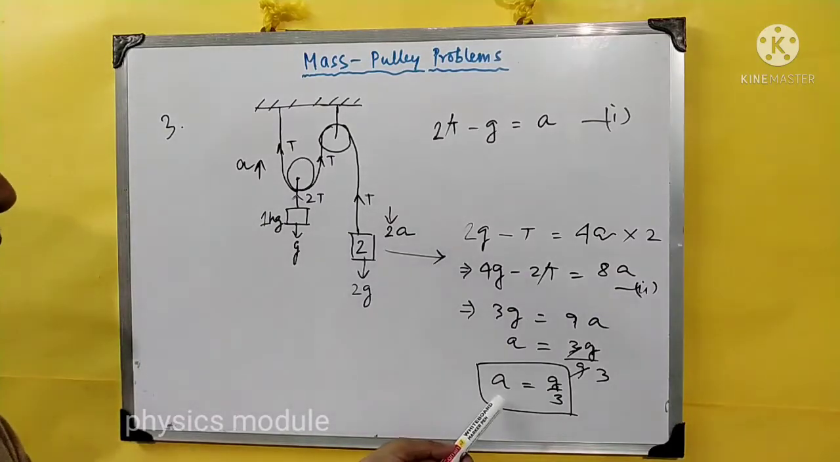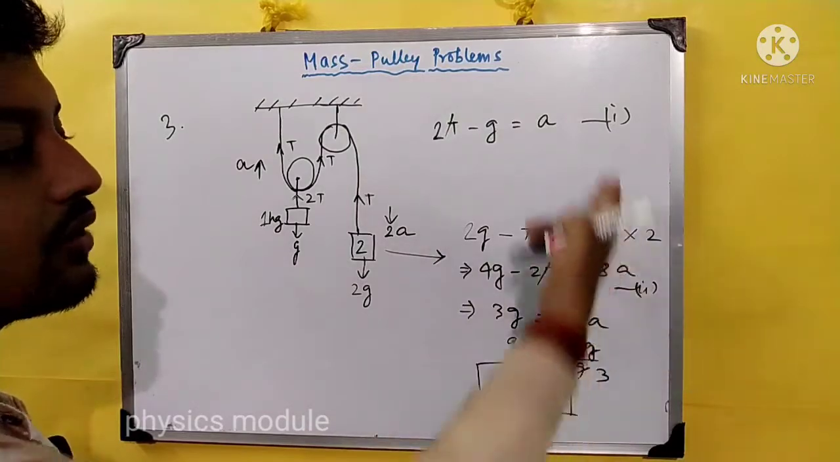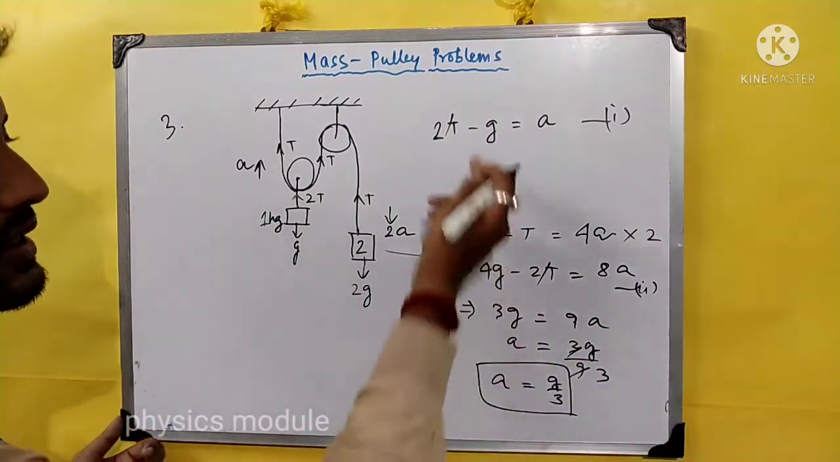Okay, from this value you have to put this value of A into either of equation 1 or 2. Here I am finding T and giving it to you.